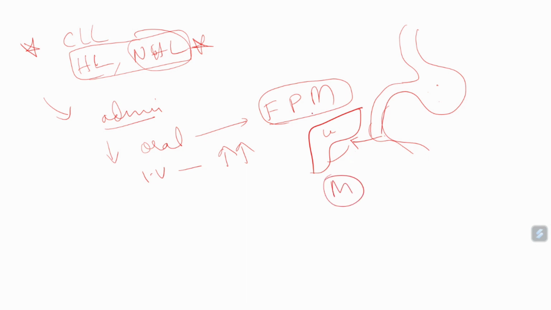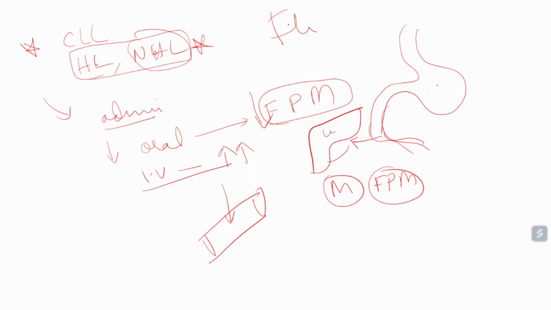The metabolism of the drug for the first time when it is coming from the GI tract, that is called first pass metabolism. But when it is given through the IV route, what happens? It is bypassing first pass metabolism. That's why in the IV route its bioavailability is high, and when it is given through the oral route its bioavailability is low. That's why fludarabine is mainly advised in IV form. Clear? This is one important point you have to remember.